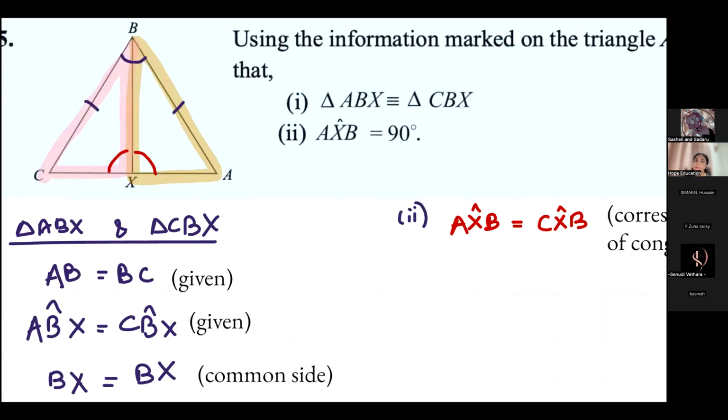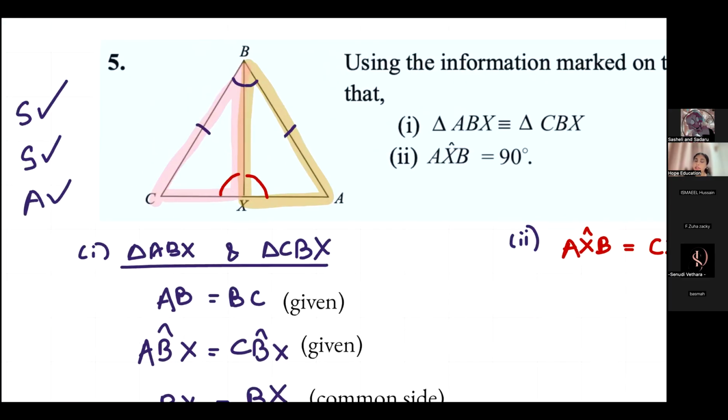No, before that. Since this is a straight line, what would this total angle be? 180. Okay, Basma says 180. What do others think? Zuha also says 180. Others? Yes, Senudi, 180. Since it's a straight line, in a straight line the total angle is always 180.